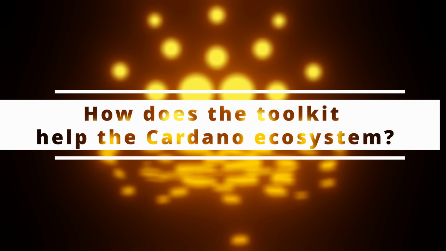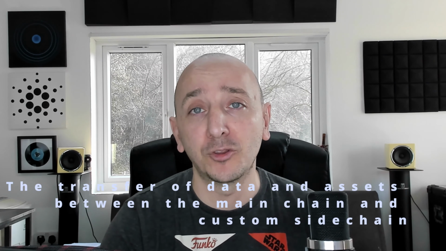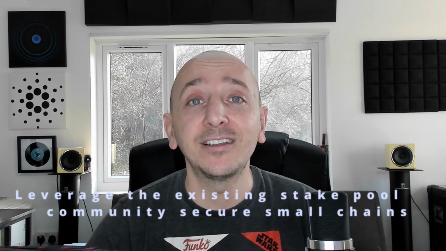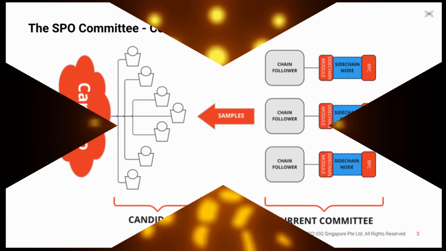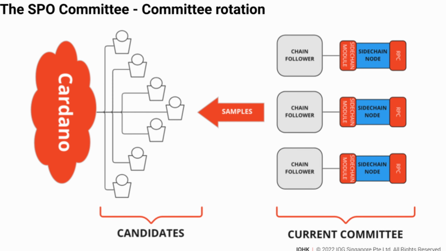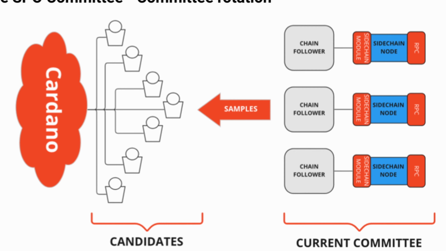How does the toolkit help the Cardano ecosystem? Blockchain developers, dApp developers, stake pool operators, and dApp users can all benefit from custom sidechains. The toolkit allows easy deployment of a whole range of functions. So you've got the transfer of data and assets between the main chain and custom sidechain, support for various consensus protocols and ledger rules and languages, and leveraging the existing stake pool community in securing small chains. And check this out. These features allow developers to create blockchains for specific use cases by leveraging Cardano's security and decentralization.